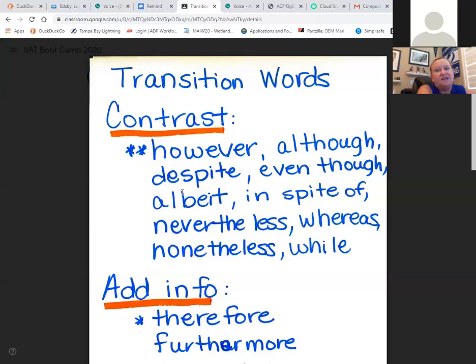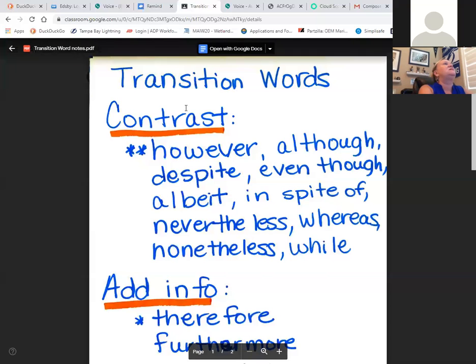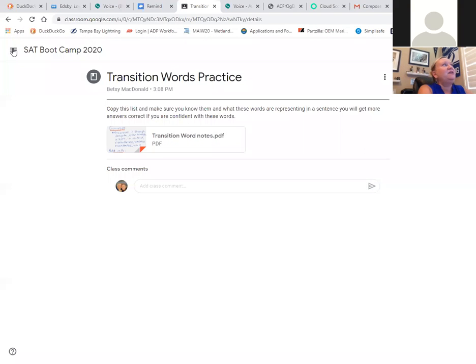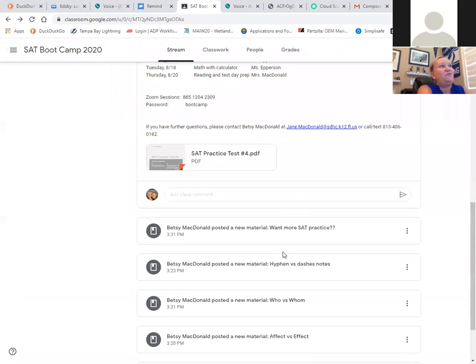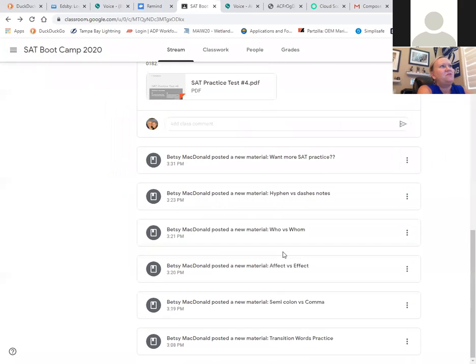SAT definitely loves these transition words, and they're going to put them in there really close to make sure you know these particular areas, that you're really, really good with this. So I highly encourage you to look at any and all of these things I have posted below. I think there's 6 that I put there.